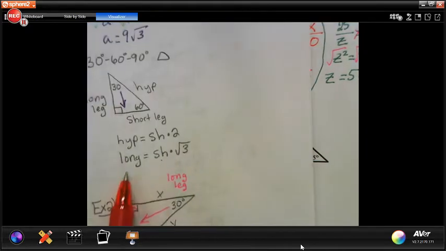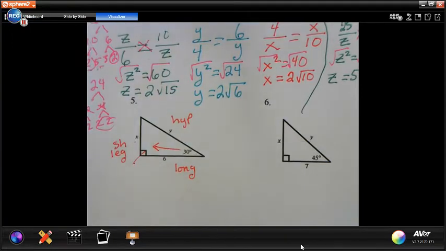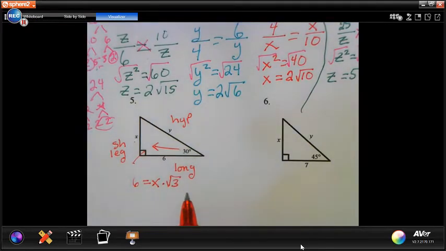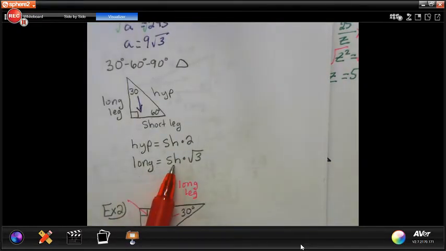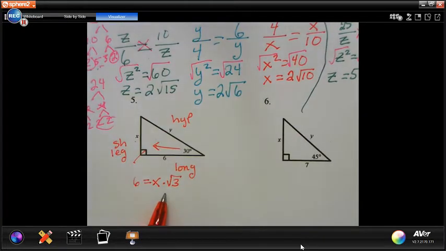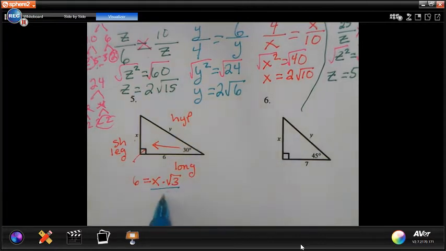So the long leg formula: long leg equals the short leg times radical 3. Our long leg in this case is 6. So 6 equals, and then our short leg is x, times radical 3. So I just use the formula. Long leg is 6 equals short leg x times radical 3. There we go. We need to get x alone. So the opposite of multiplying by radical 3 is dividing by radical 3.